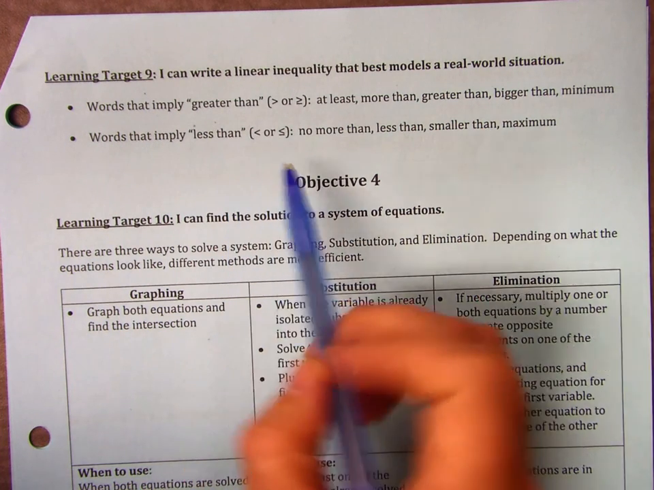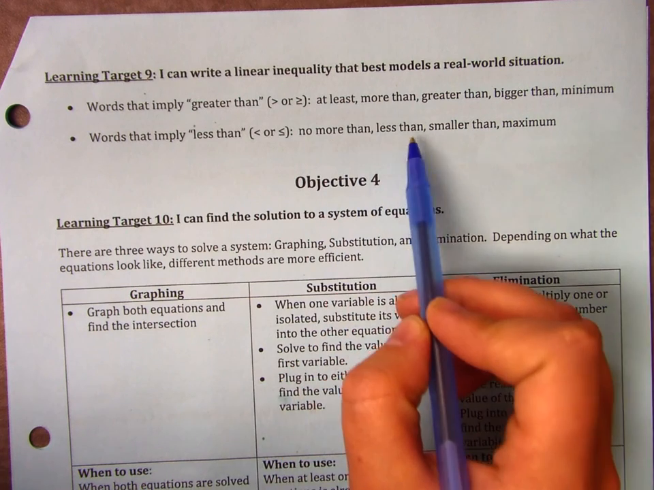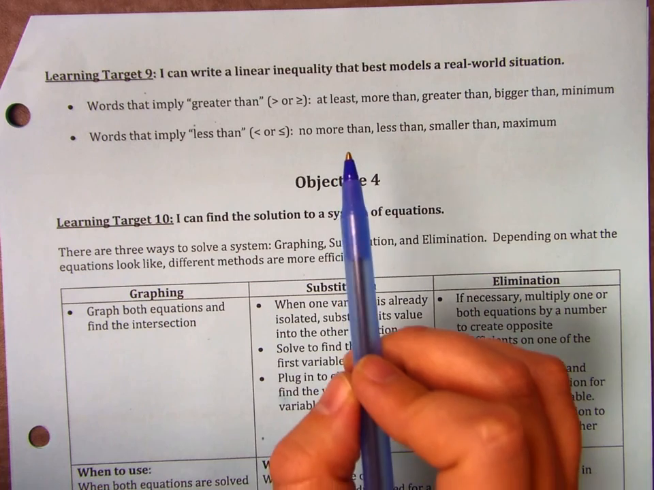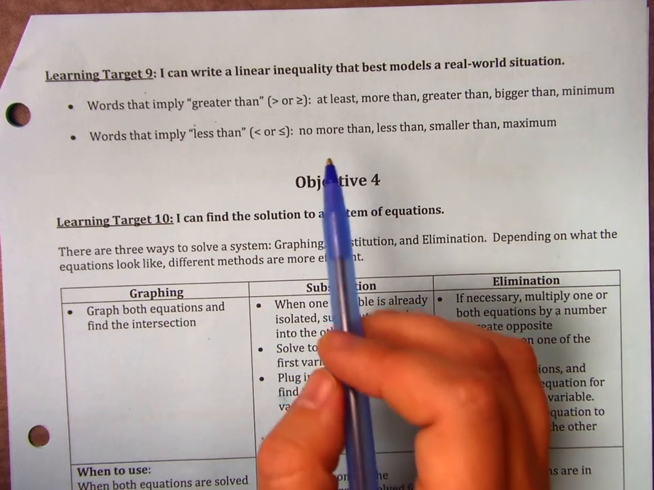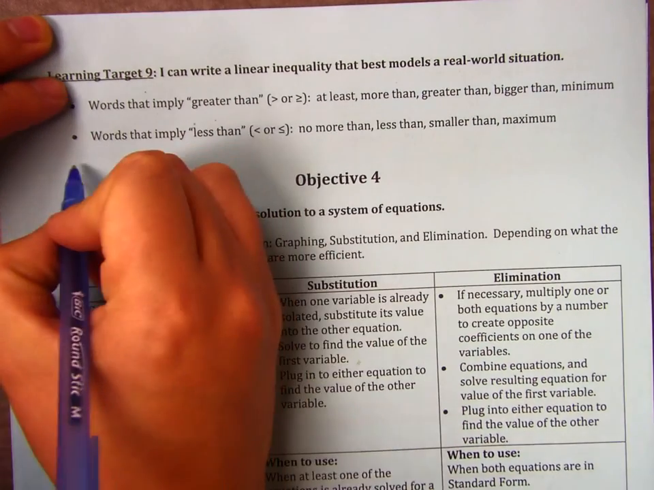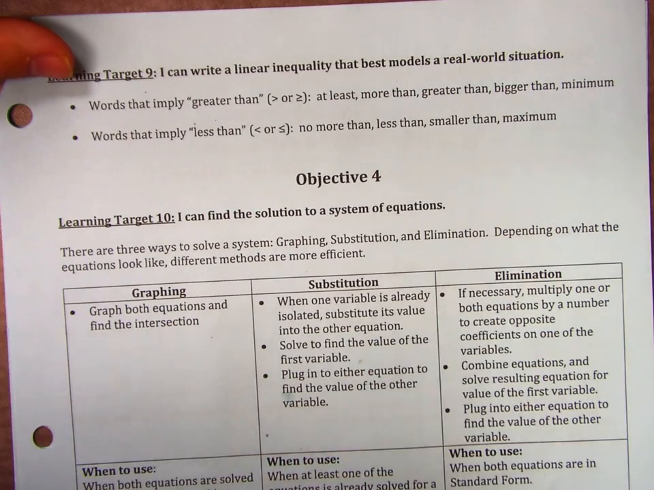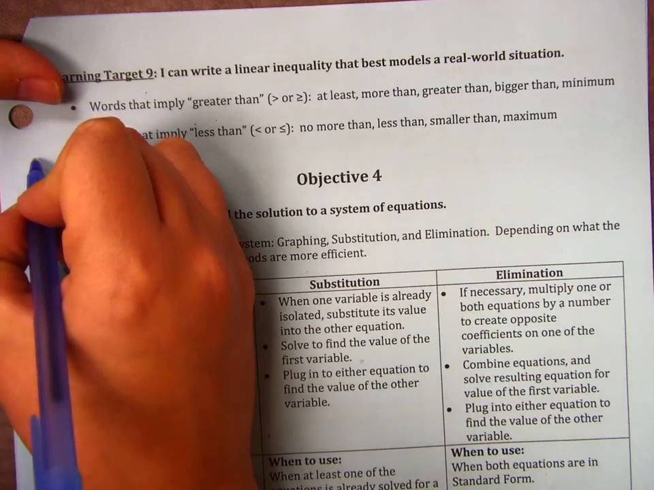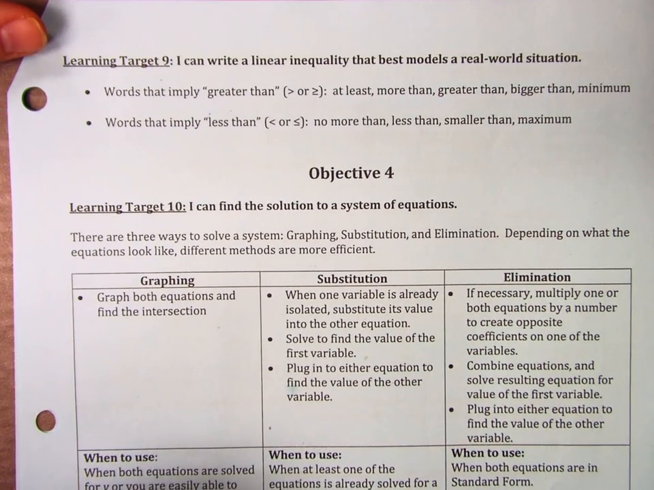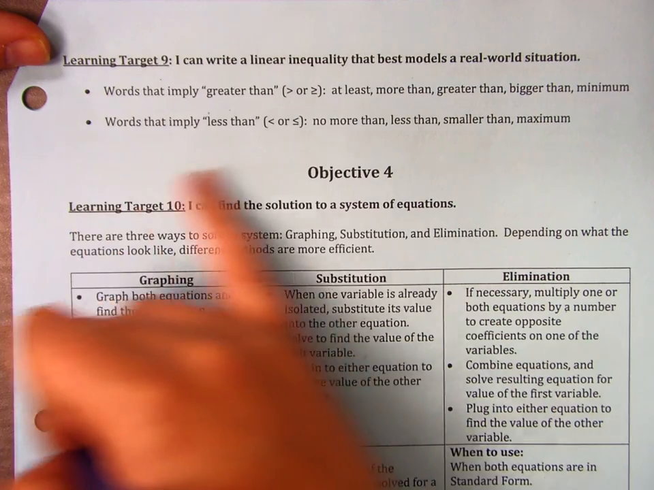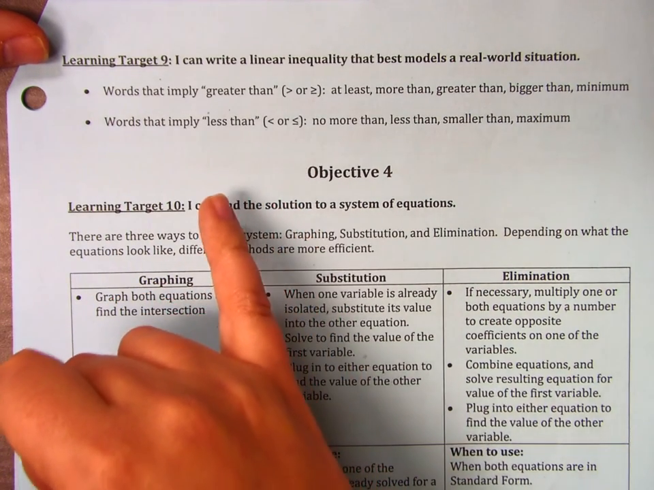Words that imply less than are no more than, less than, smaller than, maximum, and then you would just have to make a call in the situation if that number is included. For example, let's say, and we're just going to write this down here because I didn't write it initially in these notes, a lot of real world situation inequalities are best written in standard form. So we're going to write a linear situation that can be modeled really well in standard form.